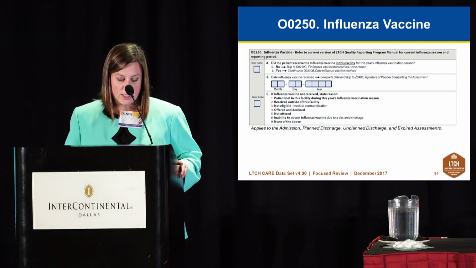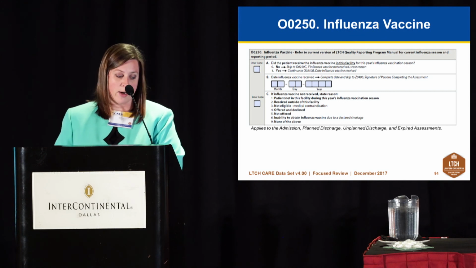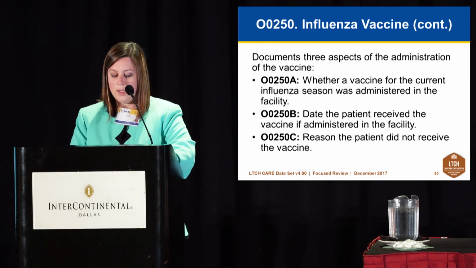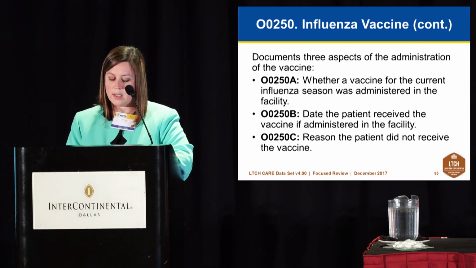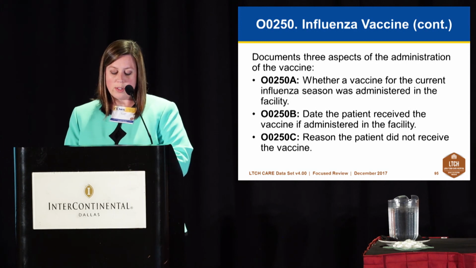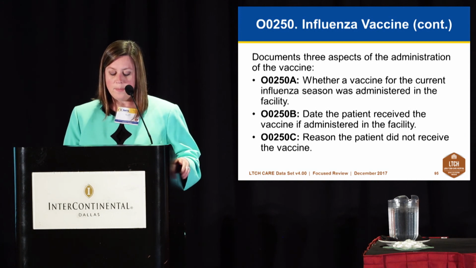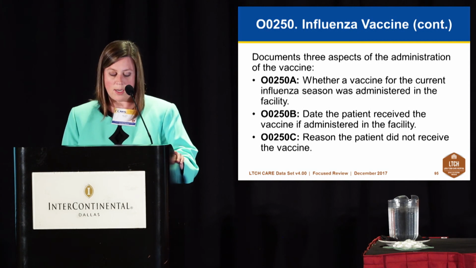Here's how Section O appears on the LTCH CARE Data Set. It appears on admission, planned discharge, unplanned discharge, and expired assessment. Section O asks for documentation of three aspects of the administration of the vaccine. O0250A asks whether a vaccine for the current influenza season was administered in the facility. O0250B asks for the date the patient received the vaccination if it was administered in the facility.